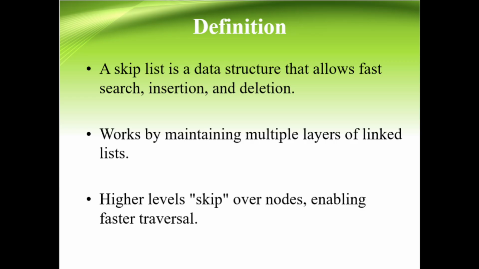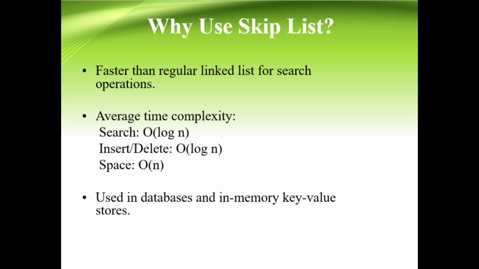So when we search for something, instead of checking every single node, we move quickly across the higher levels and then drop down into the lower level only when we need it. That's why it's called a skip list, because the upper levels skip over nodes. This means much faster traversal. In simple words, it's like having shortcuts built into your linked list, so you can reach the destination quickly. And the next thing is, why do we even need a skip list when we already have a linked list? The main reason is speed. A normal linked list is slow for searching because you must check each node one by one. But a skip list is designed to be much faster because it lets you jump over many nodes using extra layers.